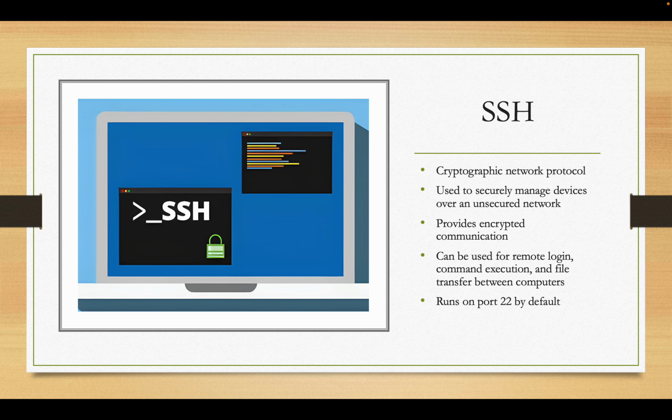Starting off with a little background about what Secure Shell is. It's a cryptographic network protocol that's used to securely access and manage devices over an unsecure network. It provides encrypted communication, which can be used for remote login, command execution, and file transfer between computers. It also runs on port 22 by default.